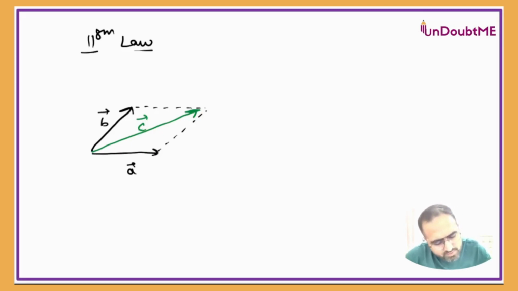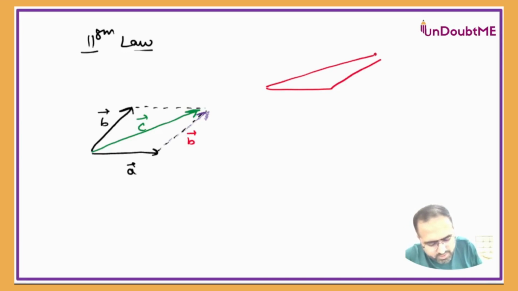Since it is a parallelogram, opposite sides are equal and parallel. So I can also consider this side equal to B, because they are exactly equal in magnitude and they are parallel also. So I can consider this also as B vector. Now I'm mainly focused on this triangle, an obtuse angle triangle, for which one of the sides is C, the other side is B, and this is A.